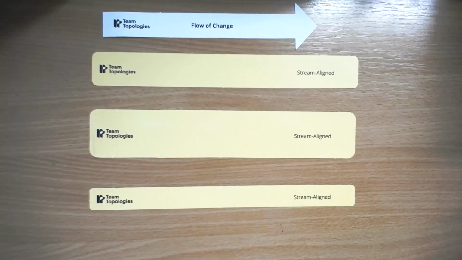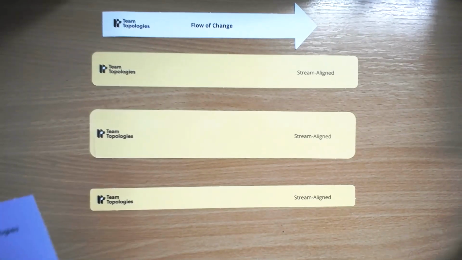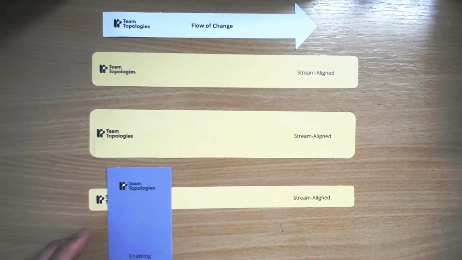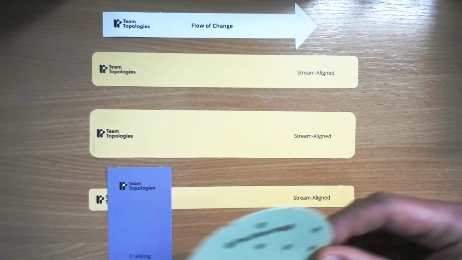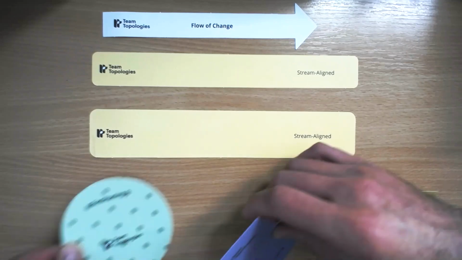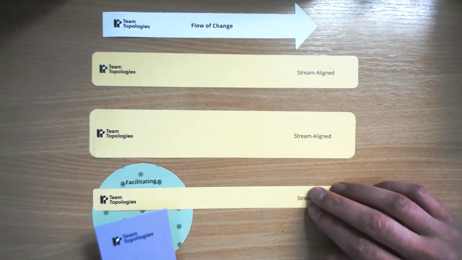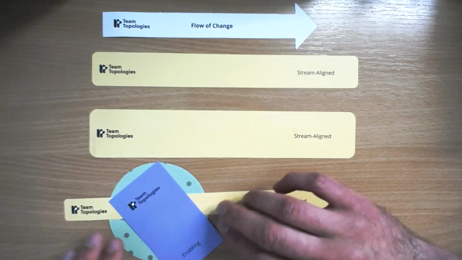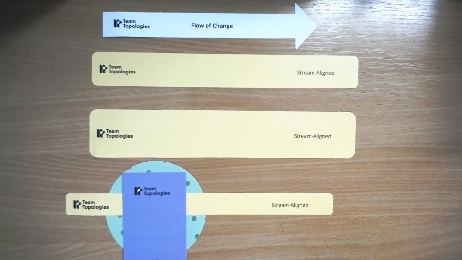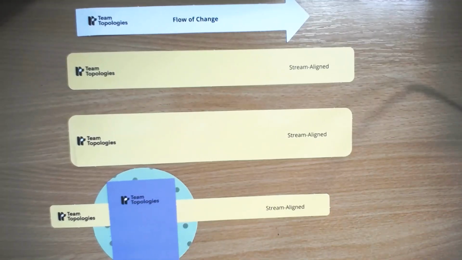What might we have happening? Well, we might currently have an enabling team helping this streamlined team at the bottom. Typically, an enabling team is using a facilitating interaction. So let's make that really explicit by putting that facilitating interaction across there like that. We're reminding ourselves of the kind of interaction that different teams might be having at a particular point in time. That will change depending on what they're doing, but at this point we've got a facilitating interaction between these two teams.